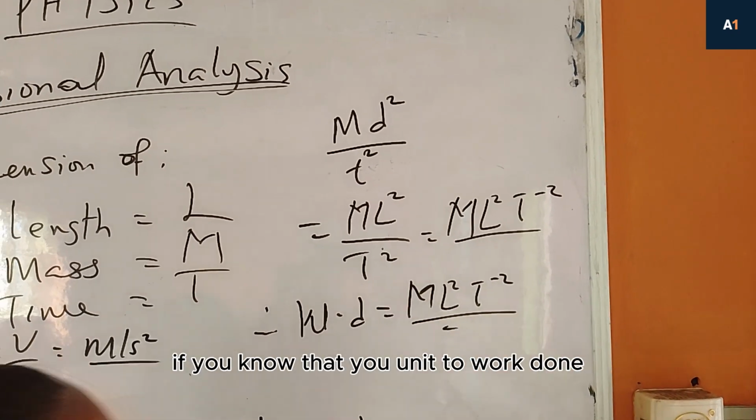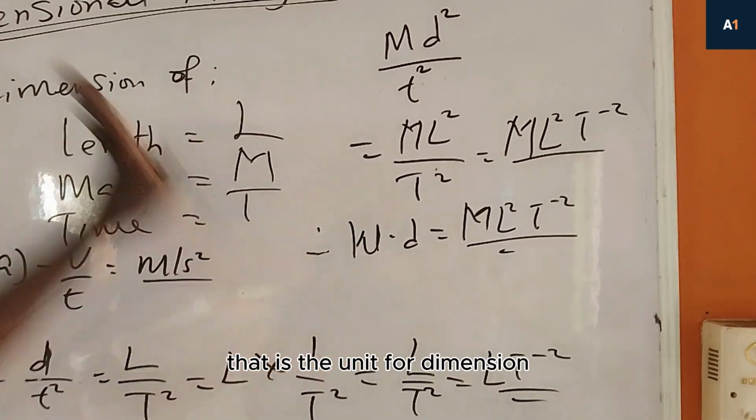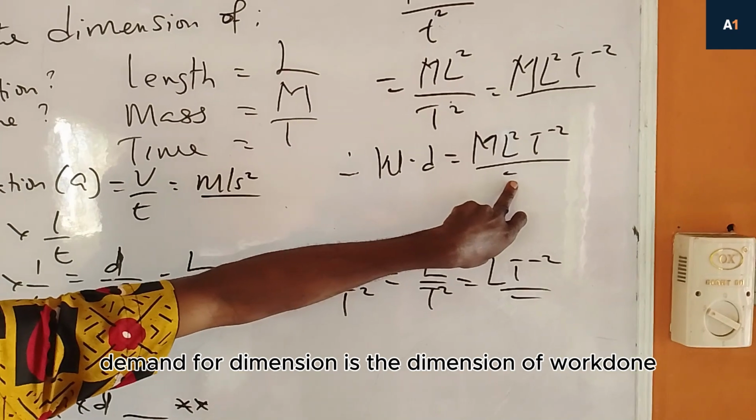If you look at the unit of work done, work done is measured in joule. That is the unit. But if the question demands the dimension, this is the dimension of work done.